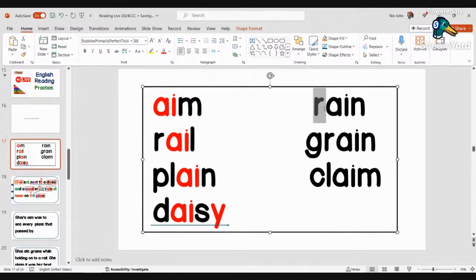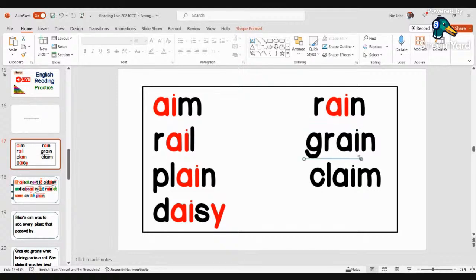Our next word starts with R. The R makes the sound R. We can see our A and I together here making A. And when we add the end sound, we have N. So together in that word, we would say R, A, N, rain. So this word is rain.